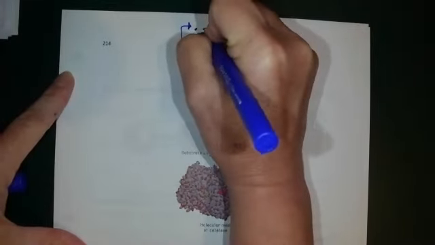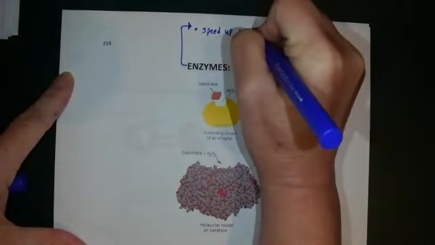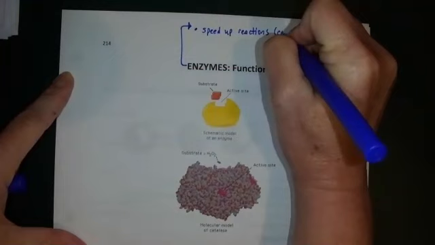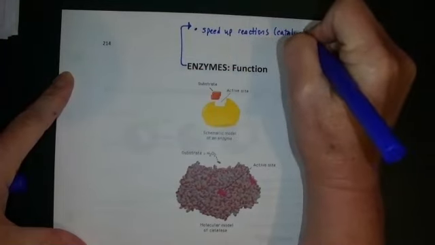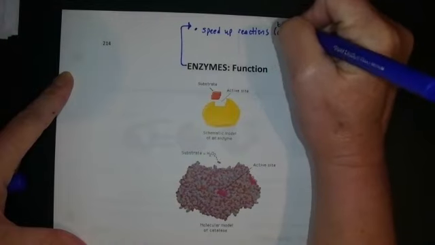Enzymes speed up reactions. They are not reactants themselves. They are there to speed up the reactions. You've seen that concept before when we talked about catalysts. Enzymes are biological catalysts.